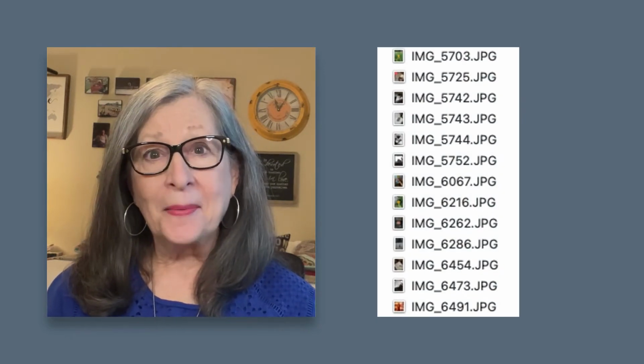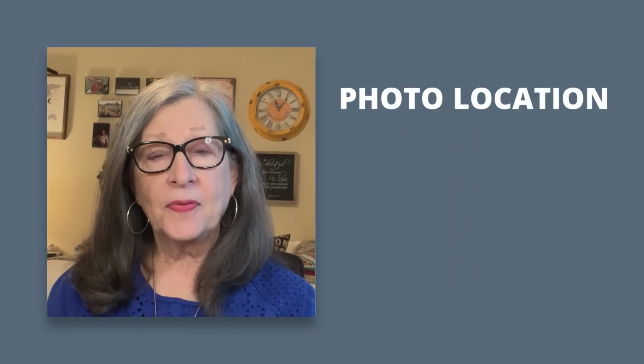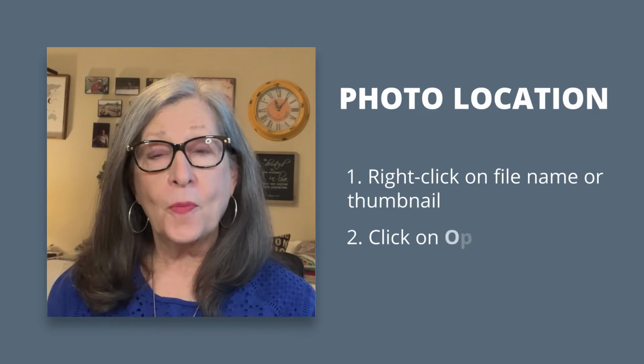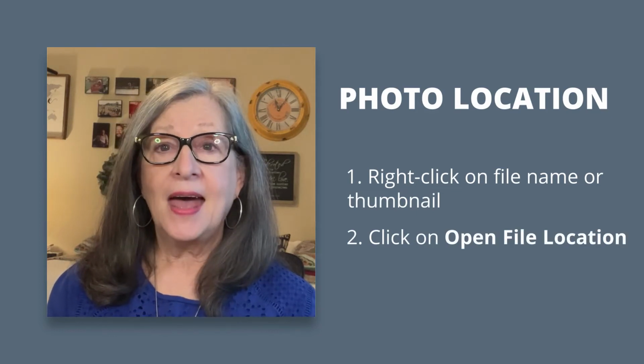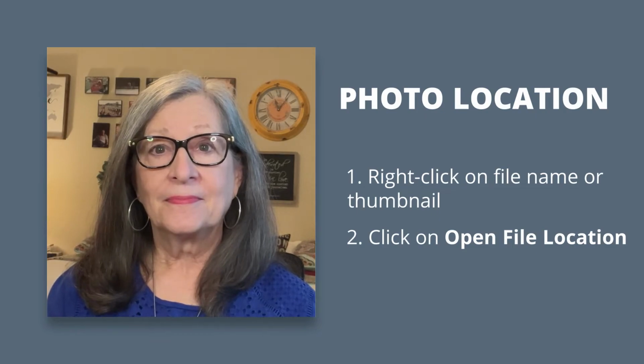And just a heads up, this type of search pulls image files of all types: JPEGs, PNGs, PDFs even, GIFs, and bitmap files. If you do find a photo that you want to open to check it out and make sure it's the one you're looking for, your next step is to find the location of that file by right-clicking on the name or the thumbnail and then clicking Open File Location. And that should show you where to go and open that file.